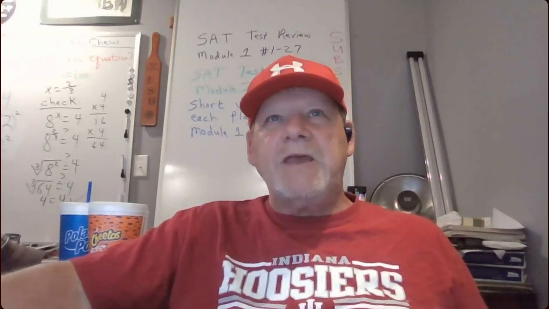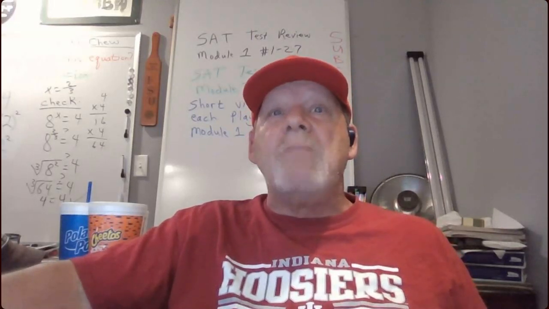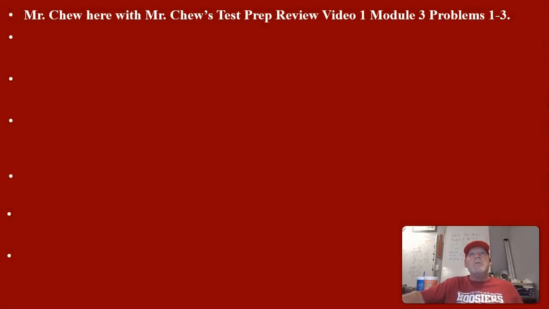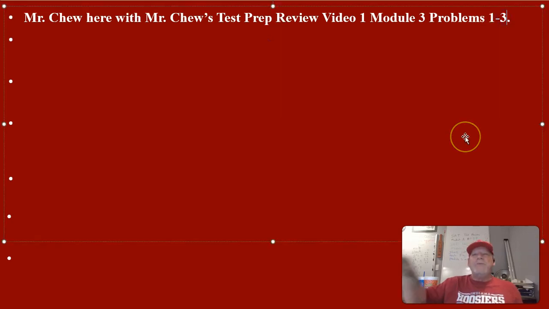We're talking about SAT review. Let's start Module 3, Video 1, Problems 1 to 4. So, it says 1 to 3. It's really 1 to 4 because I decided to put a fourth one on there.